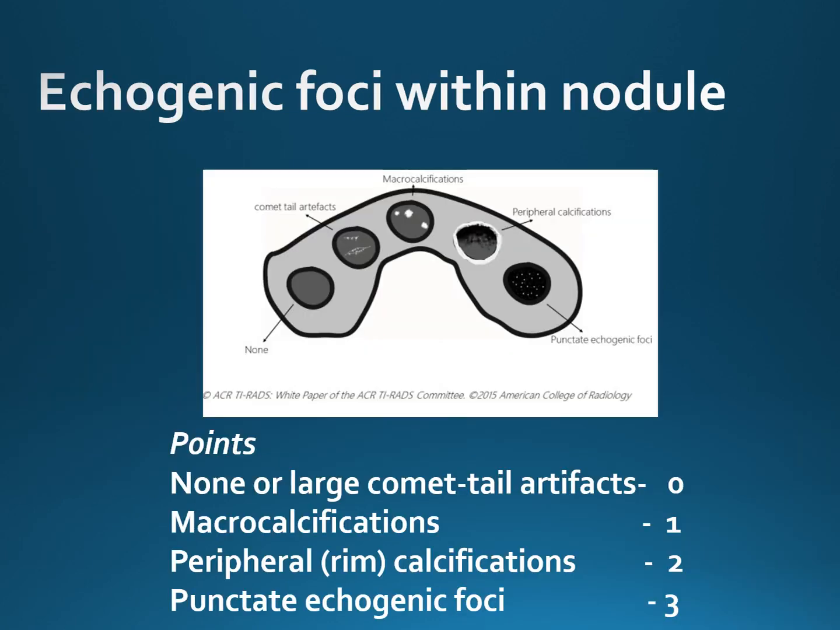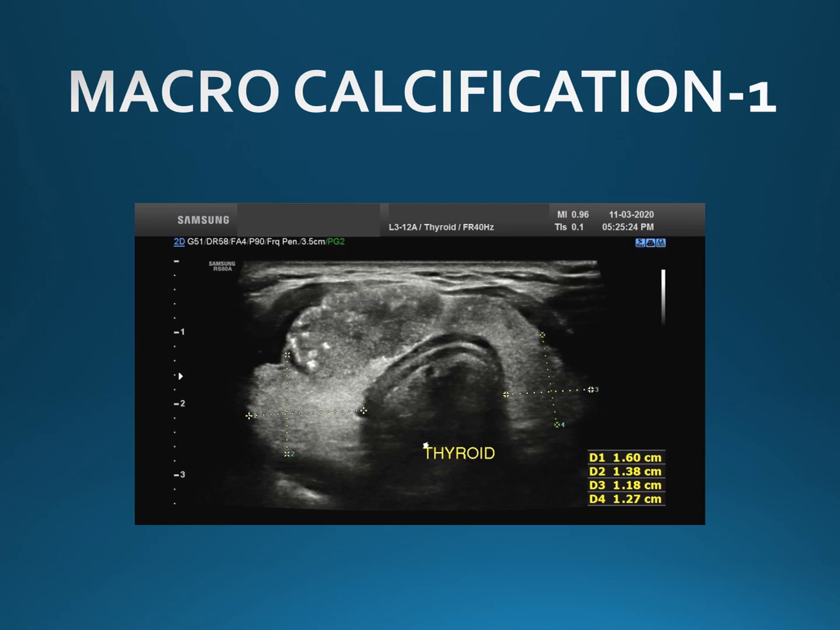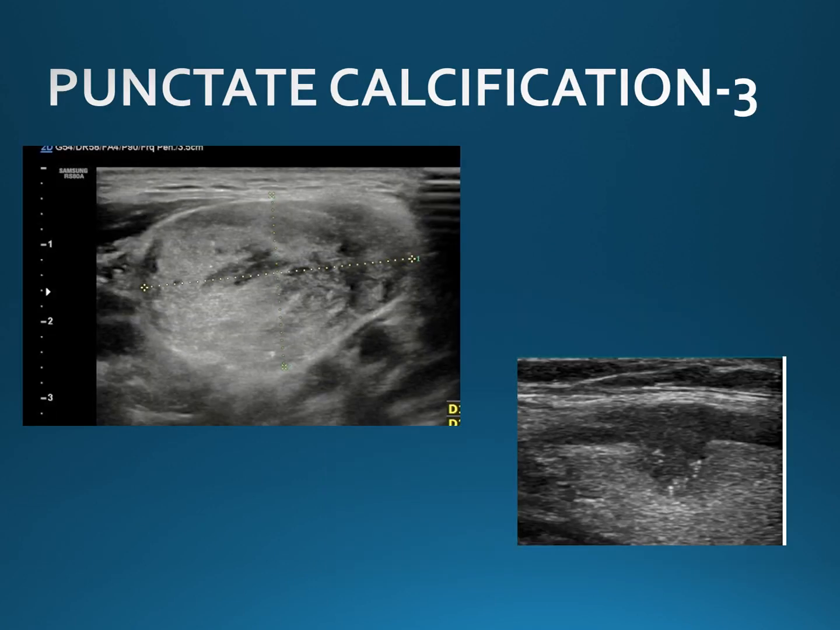The echogenic foci within the nodule also form an ultrasound feature. There can be no foci or there can be various types of calcifications. A cystic nodule like this will not have any internal echoes. The nodules can show macrocalcifications. There could be rim calcification and it is scored as 2. Sometimes the nodules show punctate small calcification as seen in these examples, and this is given a maximum score of 3.